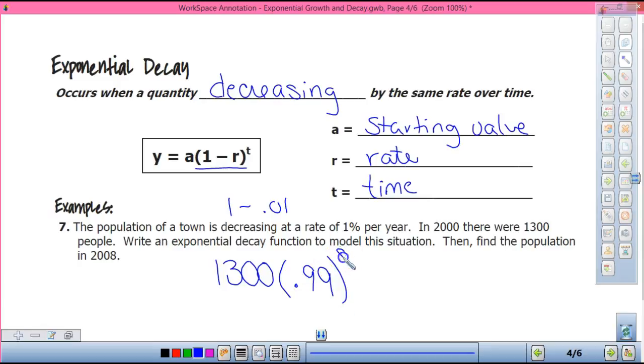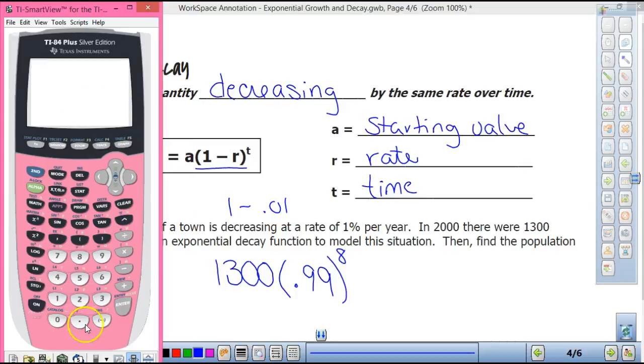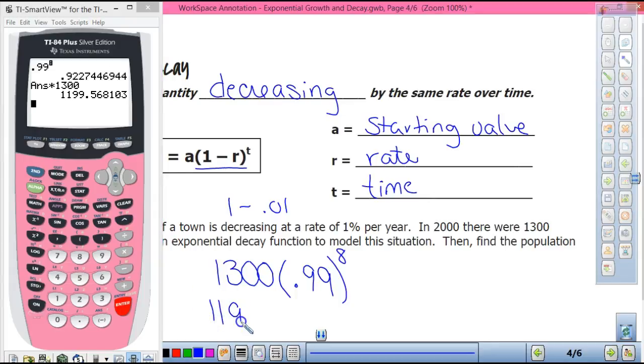Okay, and then how many years are going by? 8 years. From 2000 to 2008, we've got 8 years. So now we've got 0.99 to the 8th power times 1300. And how many people are now there? 1,199 people. If we rounded up we could, but it's more fun to write 1199.